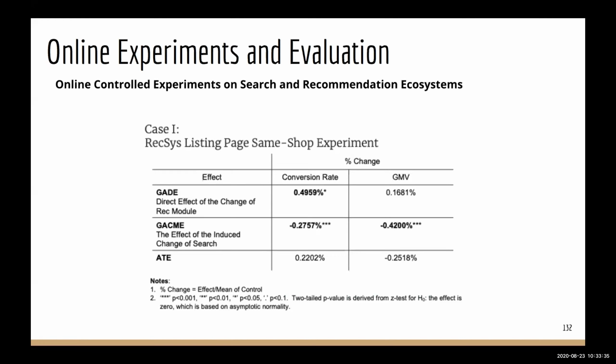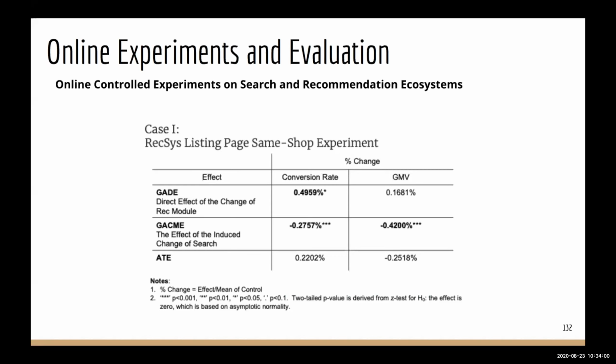In this case, it is a recommendation module experiment that brought a 0.22% conversion rate improvement, not statistically significant, and minus 0.25 in terms of what we call the generalized merchandise value, GMV. You can think of that as revenue. So that is what you observe from the dashboard of your A/B test.